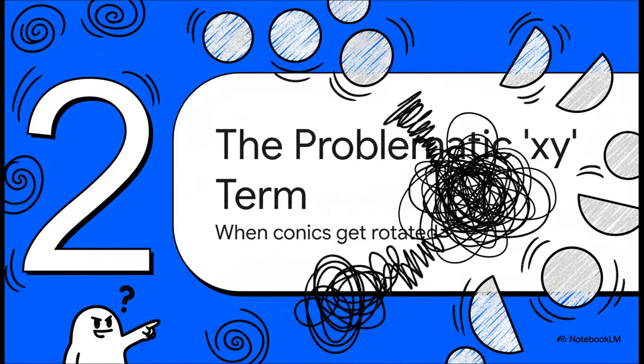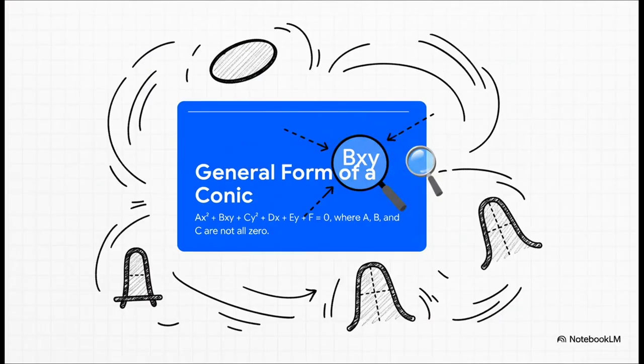Okay, so what throws a wrench in this whole beautiful, orderly system? What takes our perfect shapes and just knocks them sideways? Well, let's meet the villain of our story. This right here, this is the general form. It can describe any conic section you can think of. And look, right there in the middle, you see it, don't you? That bxy term, that's the guy we never see in the easy textbook examples.